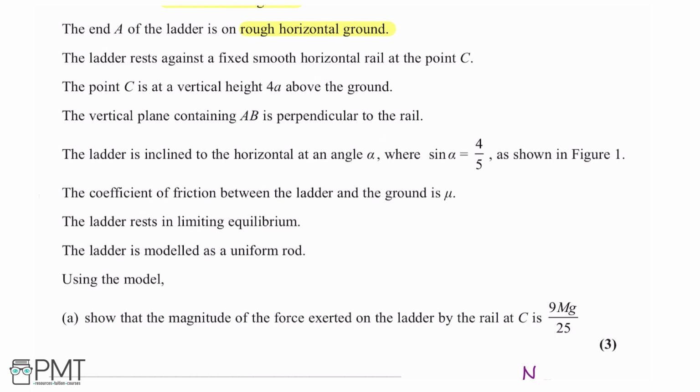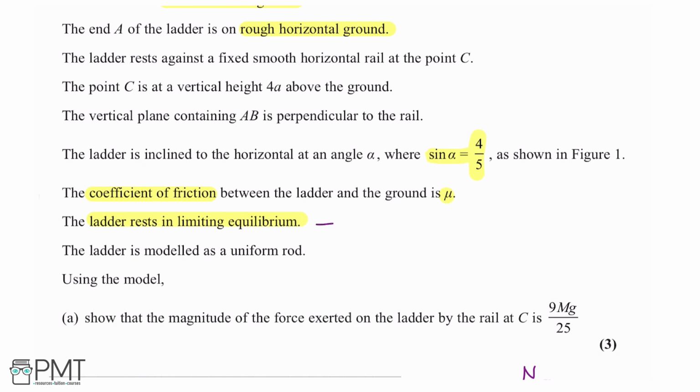So the next step is the ladder is inclined to the horizontal at an angle alpha, where sine alpha equals 4/5. This is another case where the exam board isn't telling you what alpha is, but it's giving you enough information to work it out correctly. We're then told the coefficient of friction between the ladder and the ground is mu, so I'm just going to highlight what the coefficient of friction is. The ladder rests in limiting equilibrium. This is important because it's telling us that the ladder isn't moving.